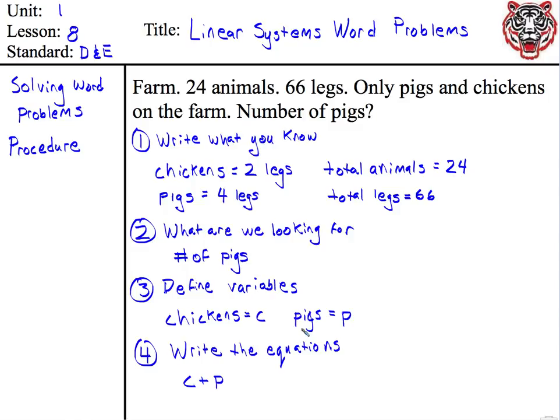Okay, so chickens plus pigs, what should that equal? 24. Why 24? Because there are 24 animals. Oh, okay. That makes sense. If there are only chickens and pigs, they should add up to 24. I agree with you.